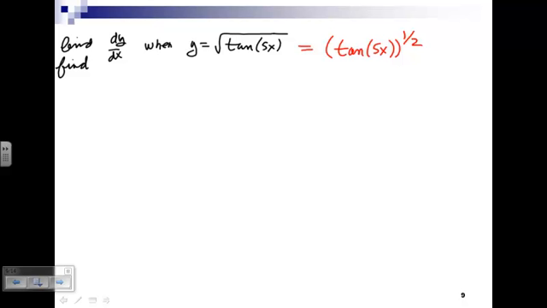When you take the derivative of tan, you need the derivative of tan. Oh, okay. So is that it? Yep. The derivative of tan is secant squared.